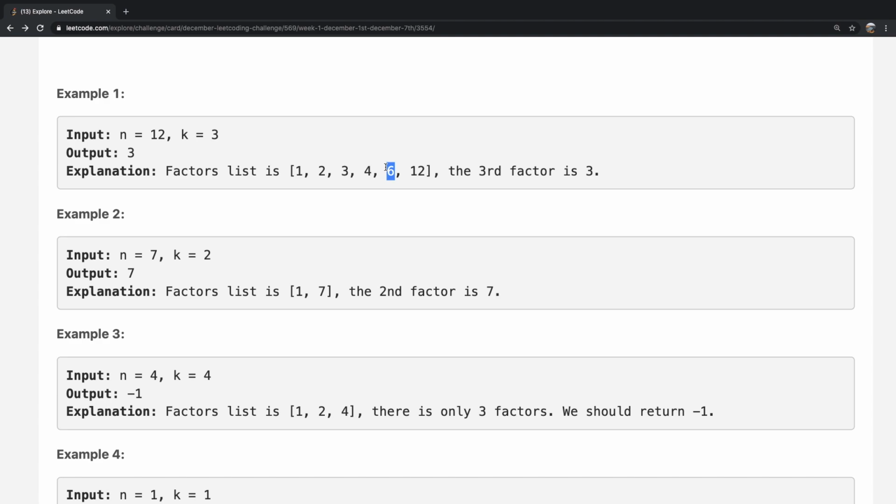We're going to be adding two values, a smaller value, which in this case would be 1, and the bigger value corresponding to it, which in this case would be 12. So that's how we're going to create our list. In this case, we don't have to go all the way up to the value n. So how exactly do we know when to stop?